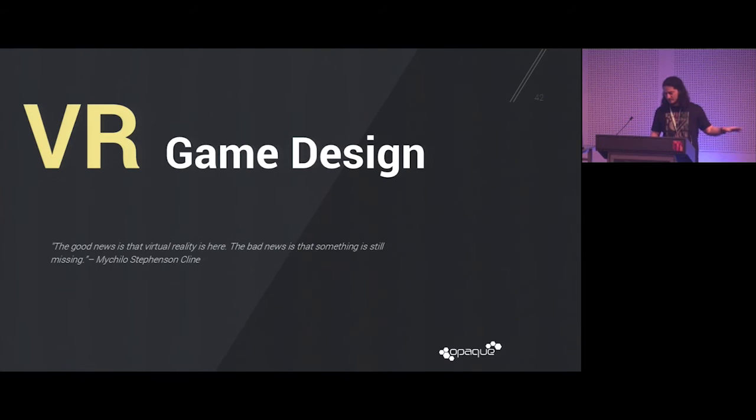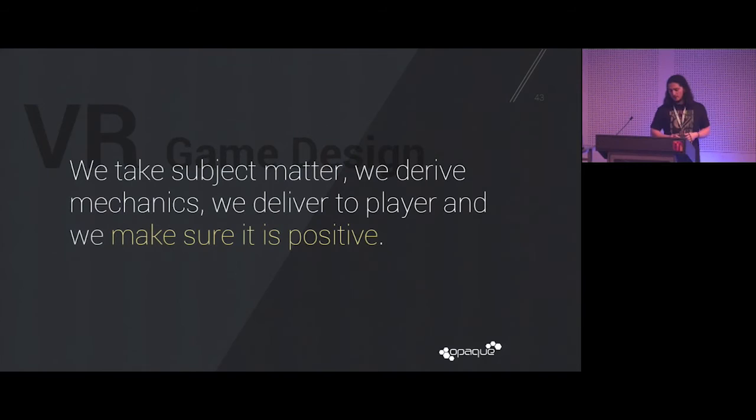So with Earthlight, we take subject matter, we derive mechanics out of it. So we have our agency, we have our authenticity, and we have our mechanics, our affordances. We deliver that to the player, right? So we have this idea of agency, and then we make sure it's positive as game designers, because that's kind of what we have to do.